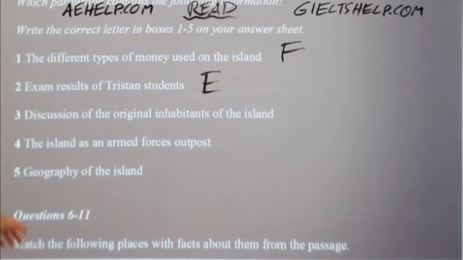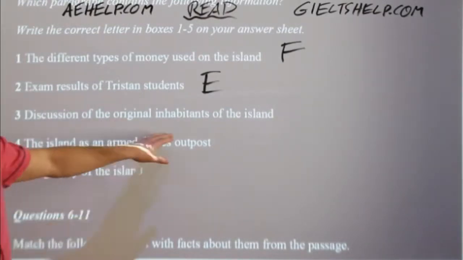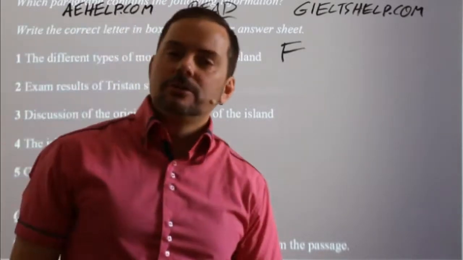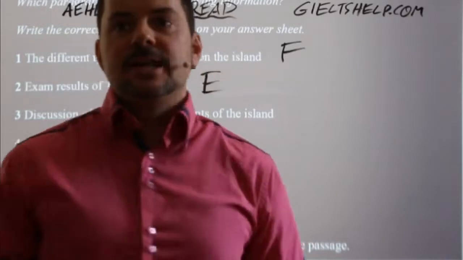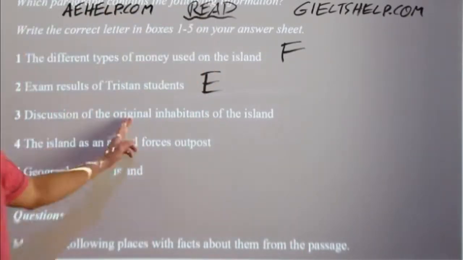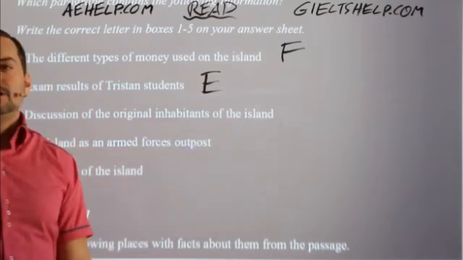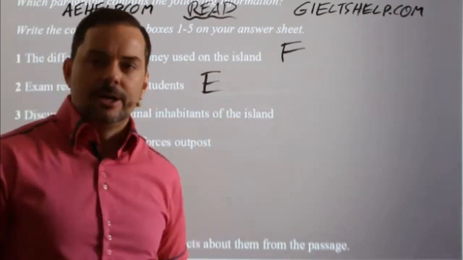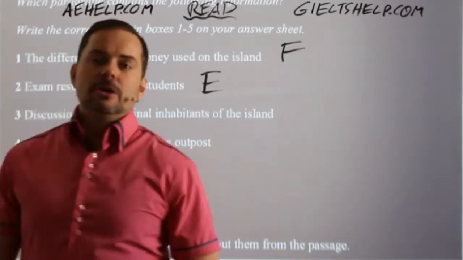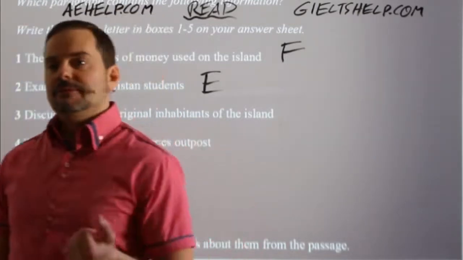All right? Number 3, discussion of the original inhabitants of the island. So if I'm searching, then what do I have to look for? What was that visualization? For number 3, discussion of the original inhabitants of the island. What am I looking for here? What am I thinking about here? Yeah, so Boomy, very good. Boomy says it's the 8 males and 7 females.